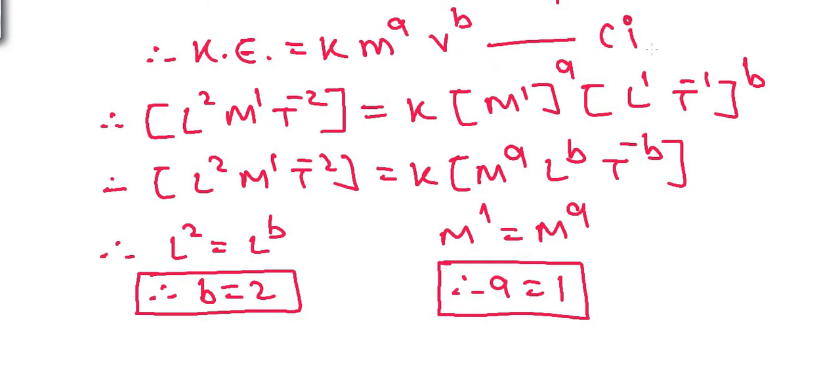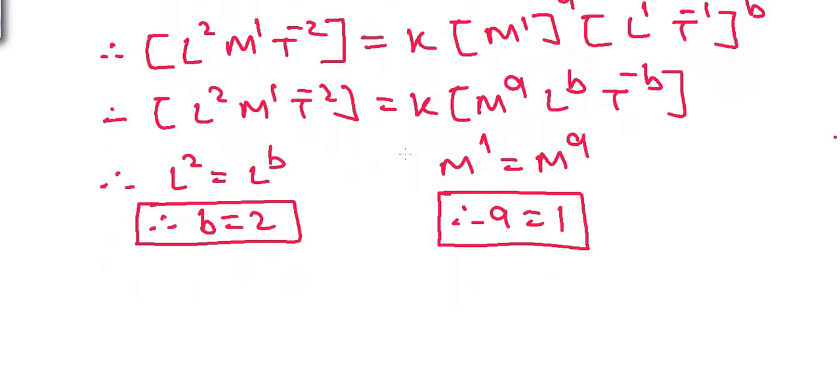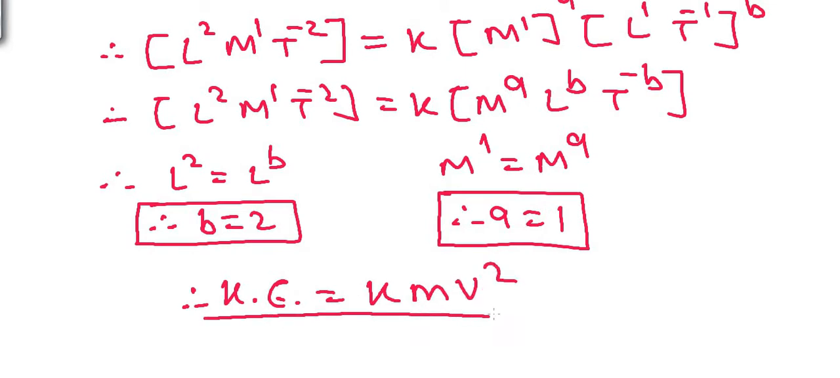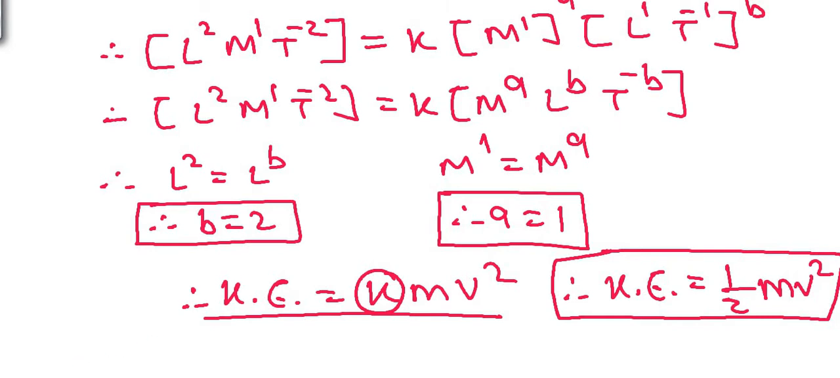Let us substitute this in the equation for kinetic energy. Let us say this to be equation number 1. Let us substitute these values over here in equation 1, and therefore we get kinetic energy is equal to K into m raised to 1 and v raised to 2. So kinetic energy equal to K m v square. Now using dimensional analysis, we cannot find the value of the constant over here, but since we know the value of the constant, we will write the formula as kinetic energy is equal to half m v square. Final expression for kinetic energy.